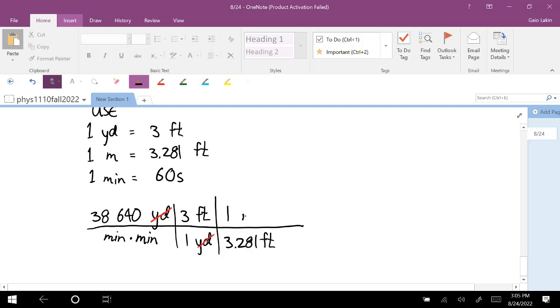The numerator has 1 meter. The feet cancel. And now if we multiply that number out, our units would be meters per minute squared. So we've gotten it all the way from yards to meters.